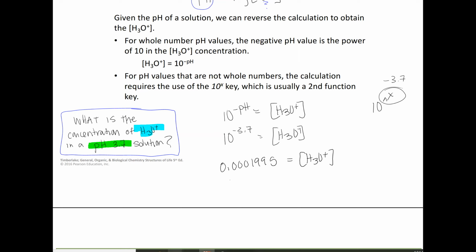I can rewrite that in scientific notation too, if you like. 1, 2, 3, 4. So it's going to be to the negative 4. Okay, so I have a higher concentration of these hydronium ions than I did at pH 7. So at least that seems reasonable to me.